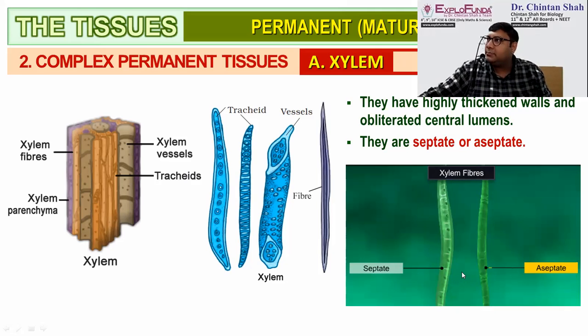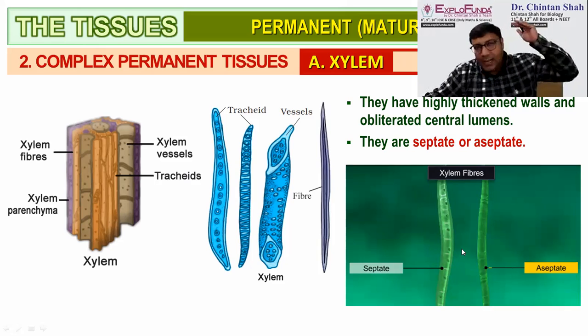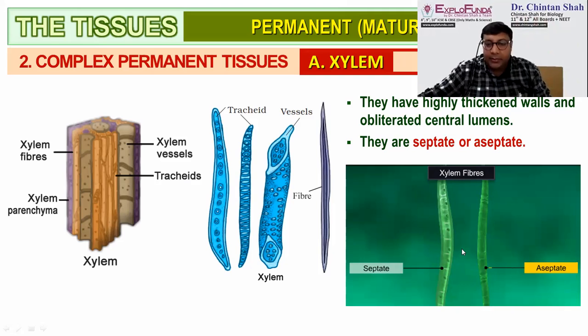I told you, septum means partition. If the partition is there, it is known as septate. If the septum is not there, it is known as aseptate.